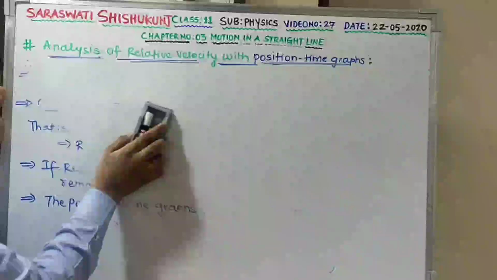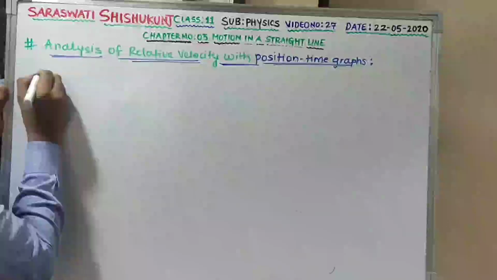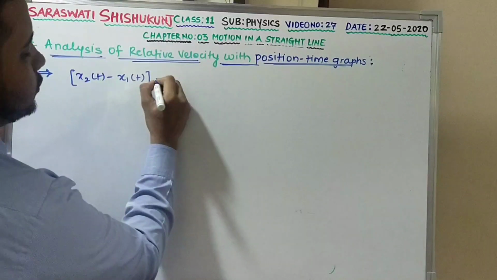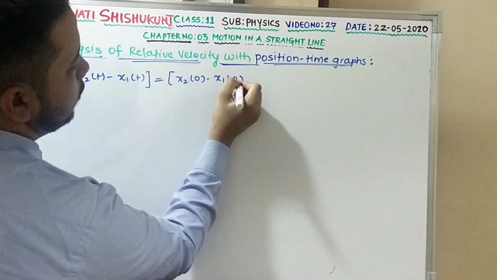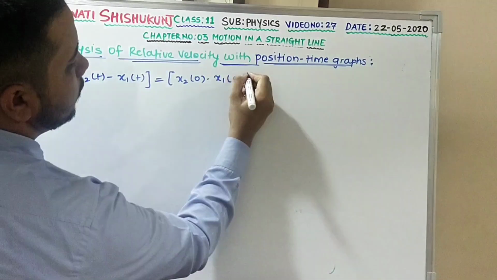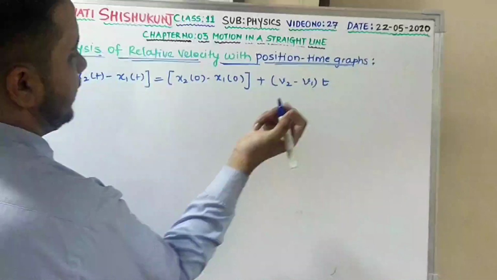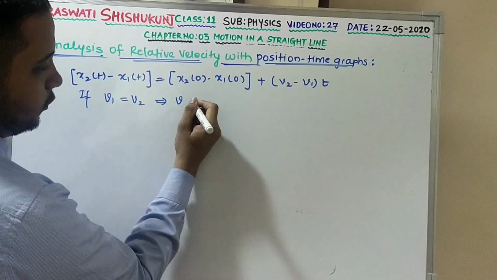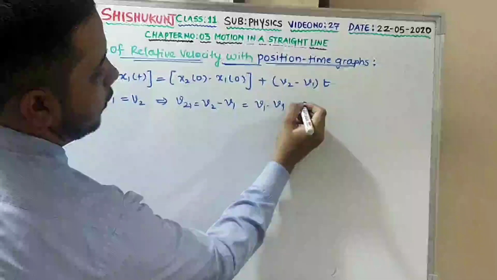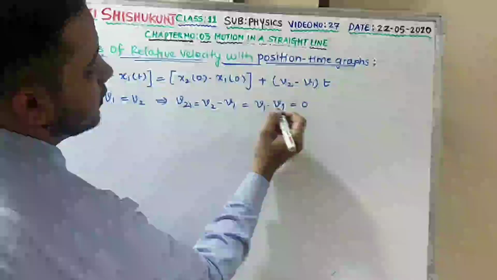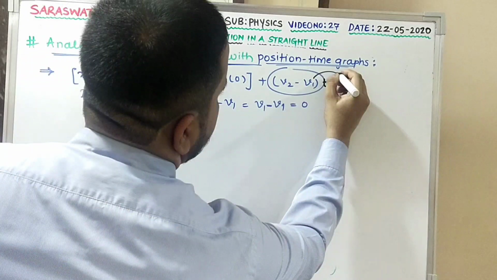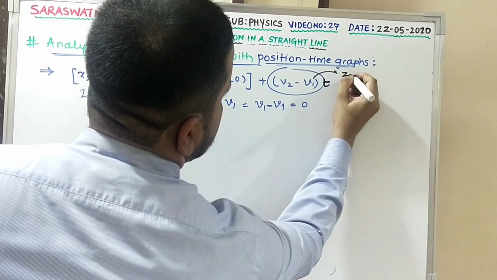If relative velocity is 0, they move with a constant distance through the entire motion and the graphs are straight parallel lines. I can give the proof of that. We have the equation x2(t) minus x1(t) equals x20 minus x10 plus (v2 minus v1) times t. If v1 is equal to v2, then v21, that is v2 minus v1, is v1 minus v1, that is 0. So instead of this term I will substitute 0.